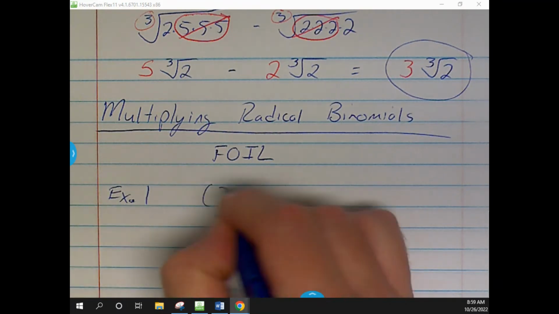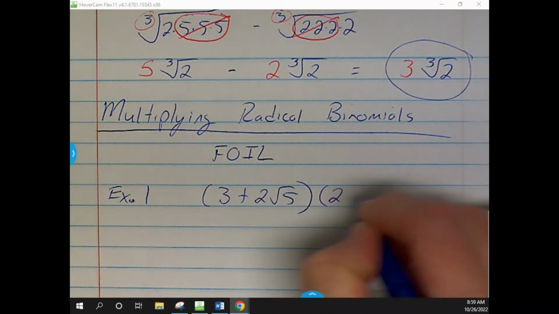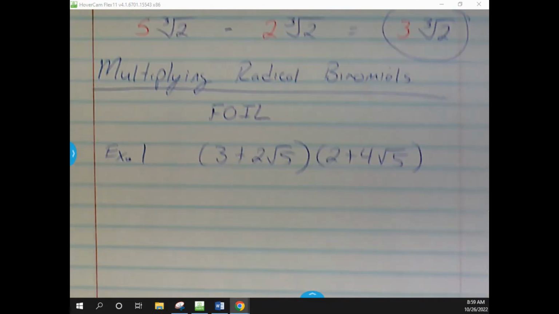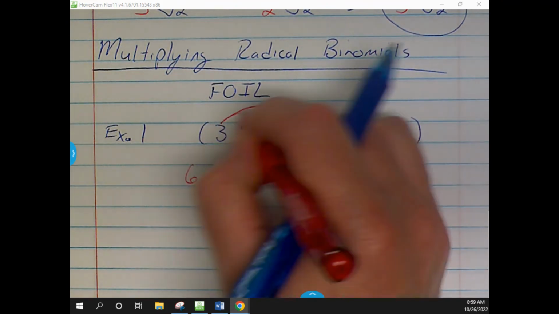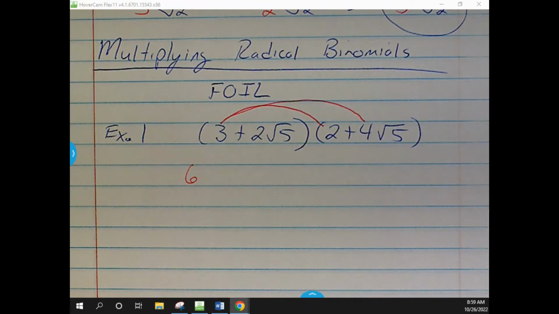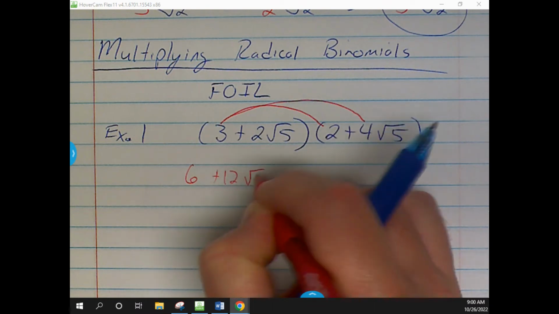All right, so let's go with this one. Let's go with 3 plus 2 square root of 5 times 2 plus 4 square root of 5. This is going to bring back the multiplying that we were doing yesterday. 3 times 2 is 6, so there's nothing there you can really do. This one we're doing 3 times 4 square root of 5. So it's 3 times 4, so that's 12 square root of 5.